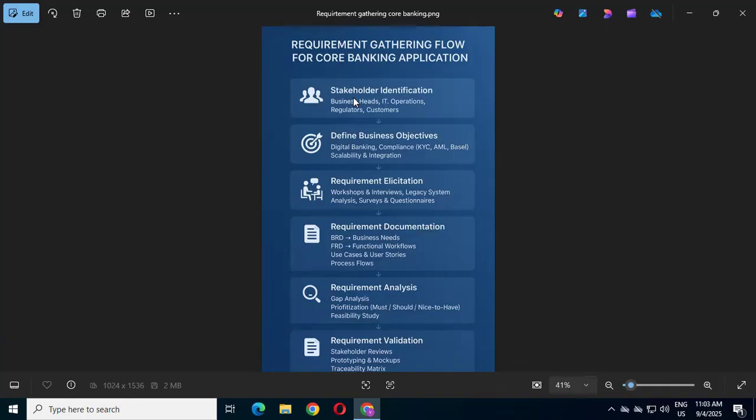Next, we need to define the business objectives, because at the end of the day, return on investment in terms of quality deliverables is more important. We need to define the business objectives like the customer wants to reach digital banking applications while understanding the compliances like KYC, AML and all that. Or it can be that applications must be scalable enough in future, followed by the integrations. These are all where we need to define the business objectives.